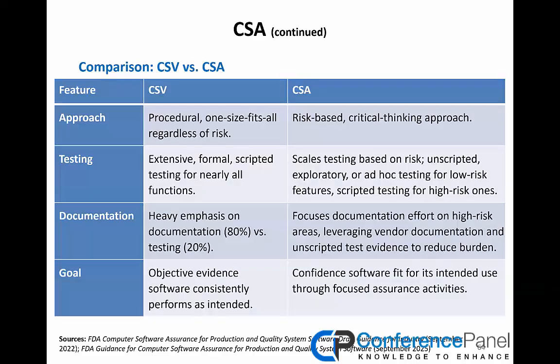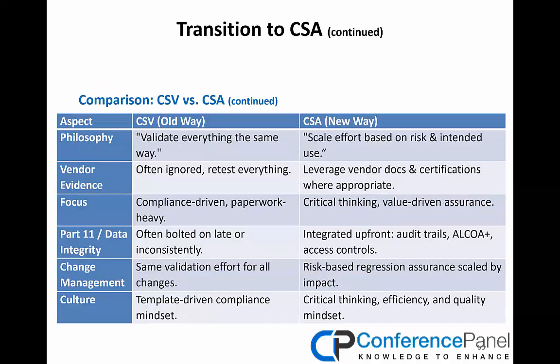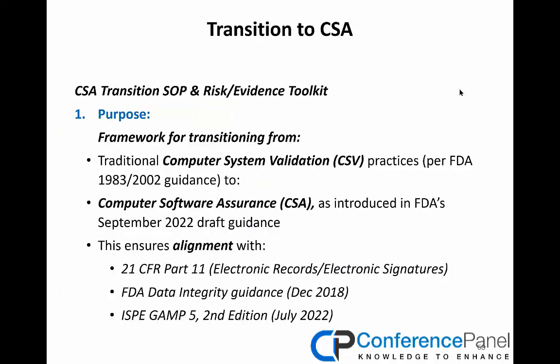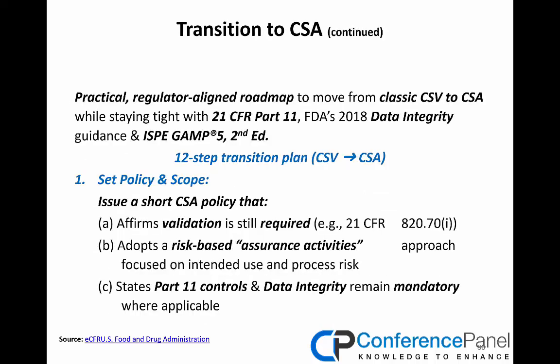And if we have the complete set, we check off all the boxes, we say we're done. If we look at the approach, CSV is procedural, one size fits all, test everything to the same degree. CSA is a risk-based, critical thinking approach. So if we look at the philosophy, CSV: validate everything the same way. CSA: scale the testing based on risk and intended use. CSA transition, using an SOP and a risk evidence toolkit. A practical, regulator-live roadmap, moving from classic CSV to CSA while staying tight with Part 11 and data integrity. So a 12-step transition plan is what's recommended, going from CSV to CSA.